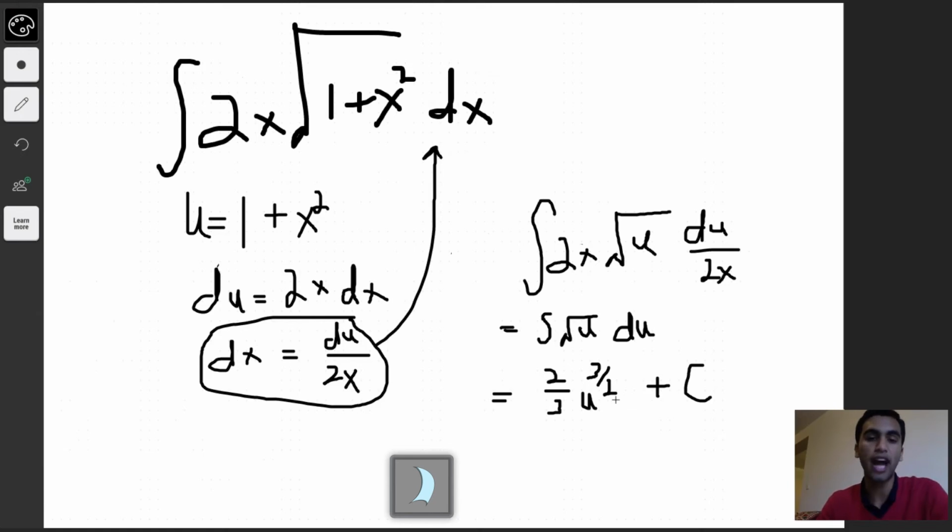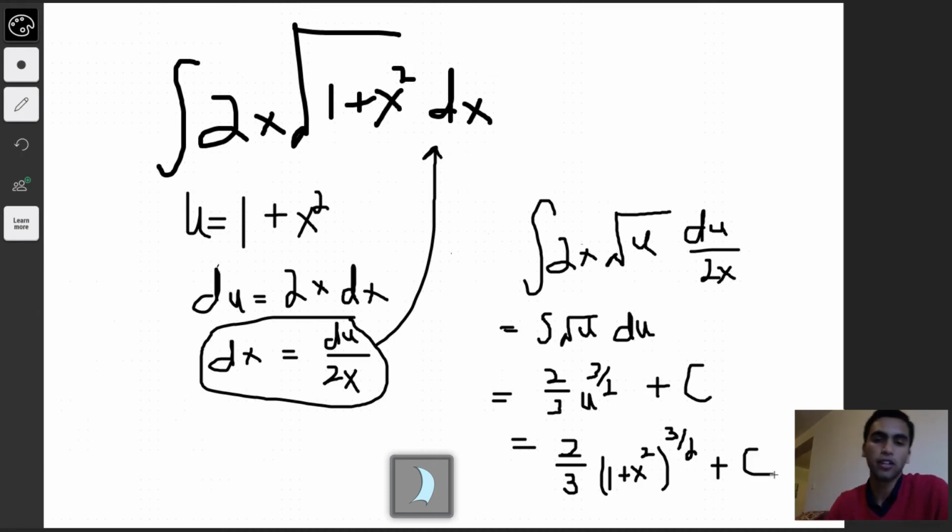What we do to finish this question and arrive at the final answer is to reverse that substitution, right? We've already established that u equals 1 plus x squared. Now we need to substitute in that 1 plus x squared for u to find the final answer. So when we substitute in 1 plus x squared for u, we get the answer 2 over 3 times 1 plus x squared to the power of 3 over 2 plus c. And that's the answer to this particular integration question.